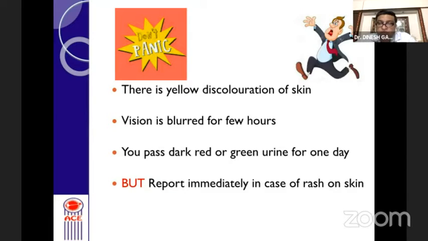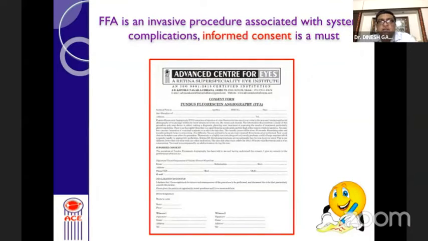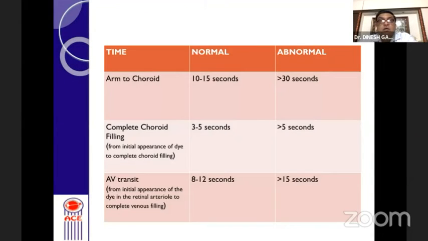However, he needs to report if there is any allergy in the form of rash or itching or something like that. And because it is an invasive procedure and there can be some complications or anaphylaxis associated with the procedure, informed consent for fundus fluorescein angiography is a must. And this is the typical consent which we normally take.